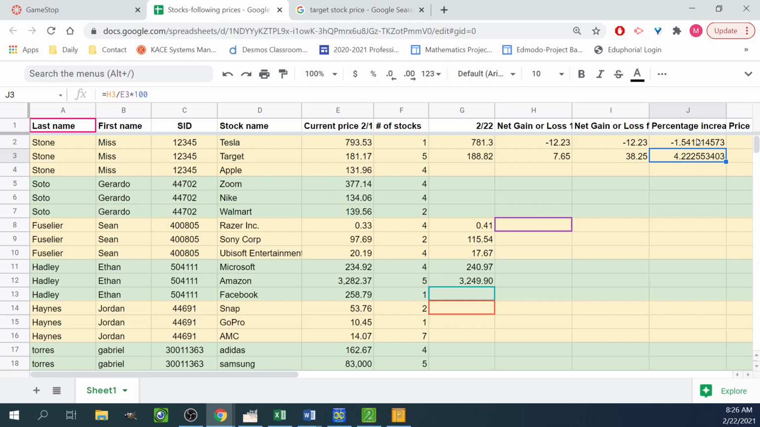This Tesla went down by 1.5%. That's what I'd like to see from y'all. If you guys could go ahead and work on filling that out. I'm going to do attendance.